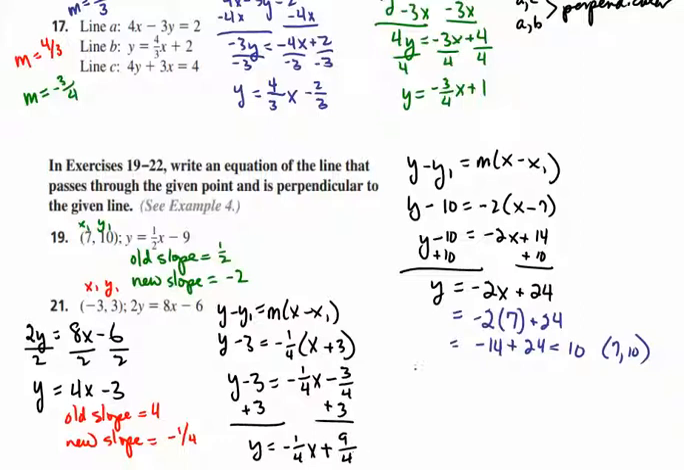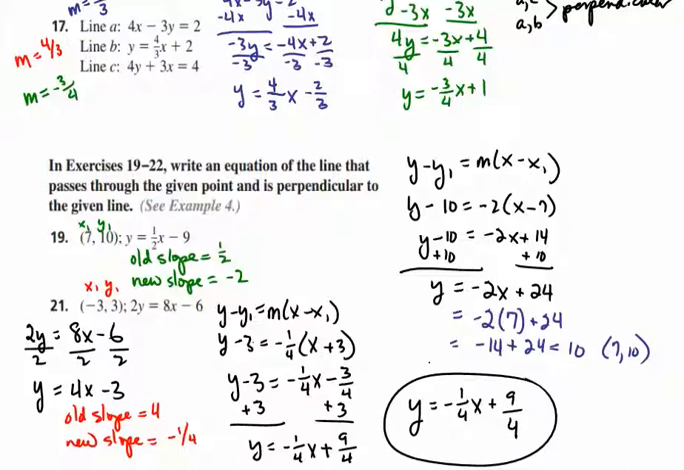And so that would be our equation: y is equal to negative 1/4 x plus 9/4. And that would be our answer there. All right, so let's see if we have time for the last two problems of this type. We'll stop this video at this point. So we did 13, 15, 17, 19, and 21.